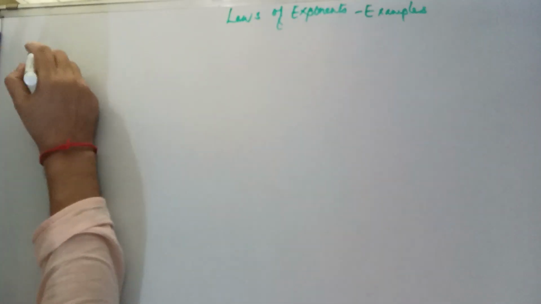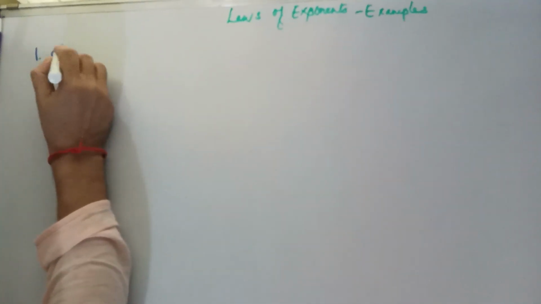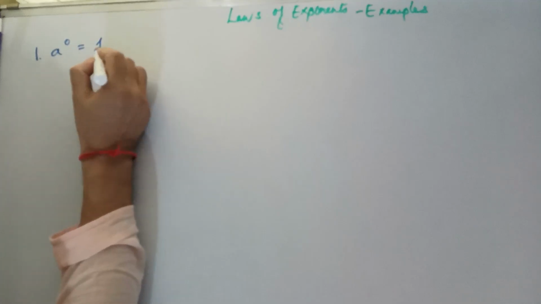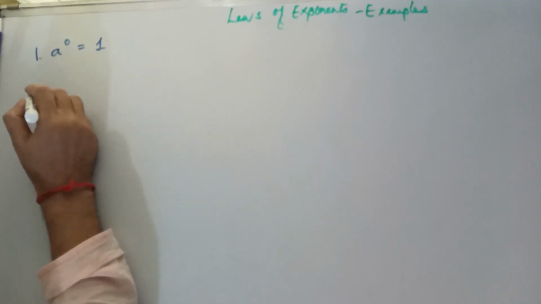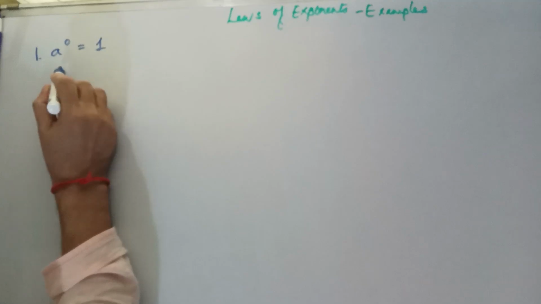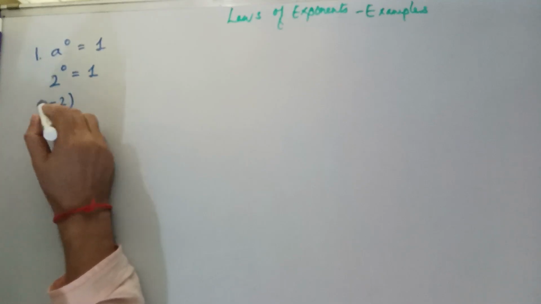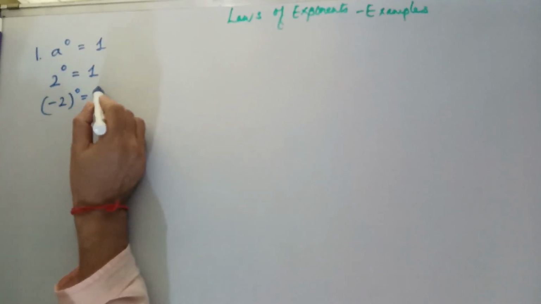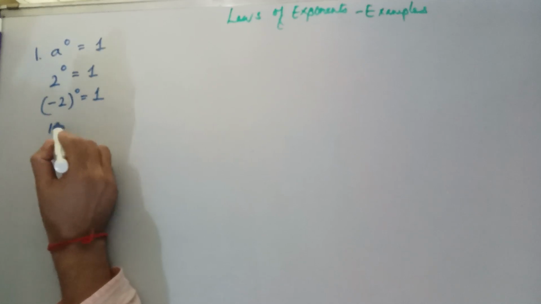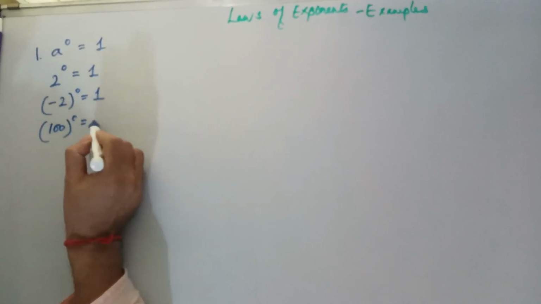So let us look at examples using the laws of exponents. The first law was a raised to 0 is equal to 1. So anything raised to 0 is equal to 1. Let's say we have a base of 2 raised to 0, this will be equal to 1. Minus 2 raised to 0 is equal to 1, or 100 to the power of 0 will be equal to 1.